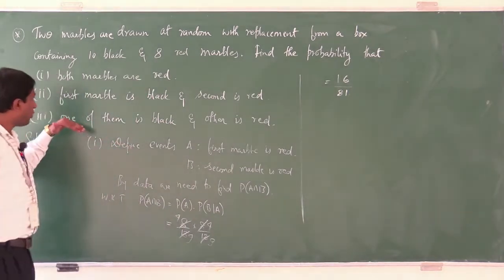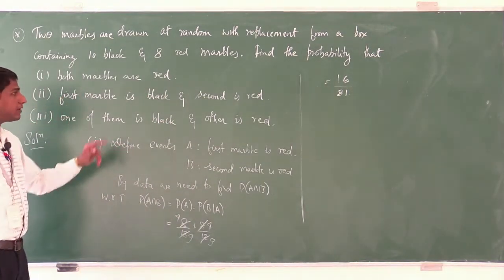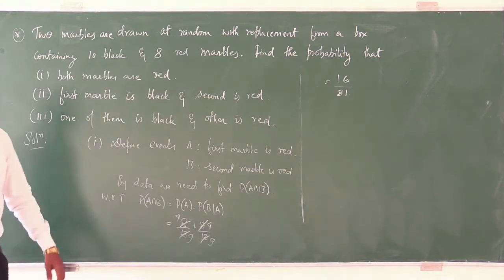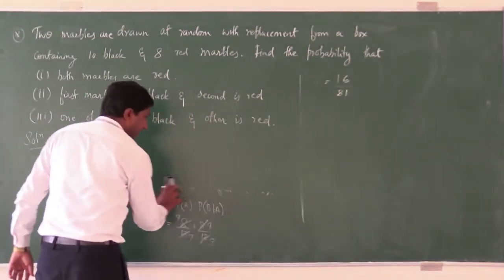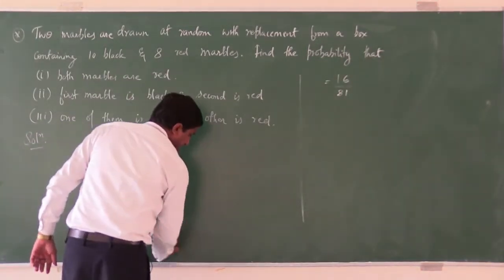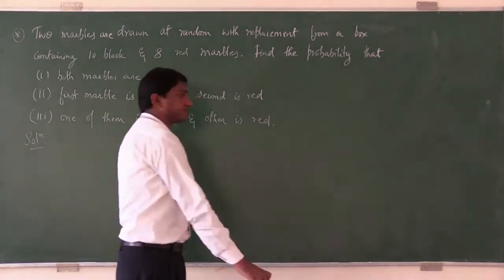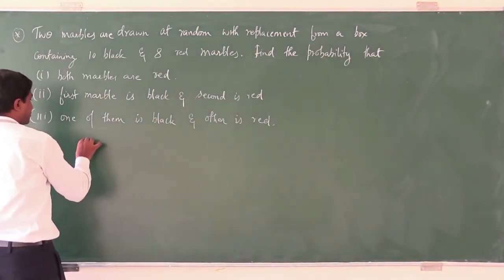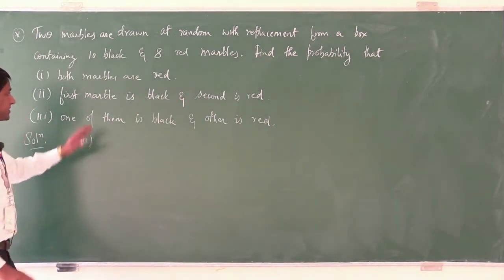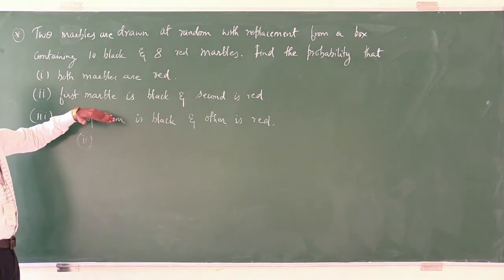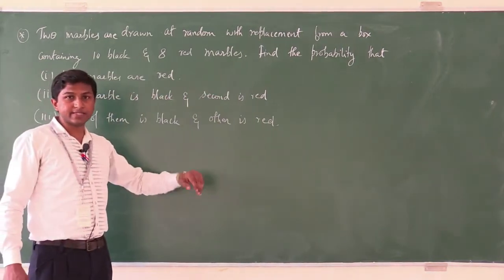Further, going forward, look at question number 2. You have first marble is black and the second is red. Okay. So this is sub question number 2. It is saying we have to find out the probability where first marble is black and second is red.